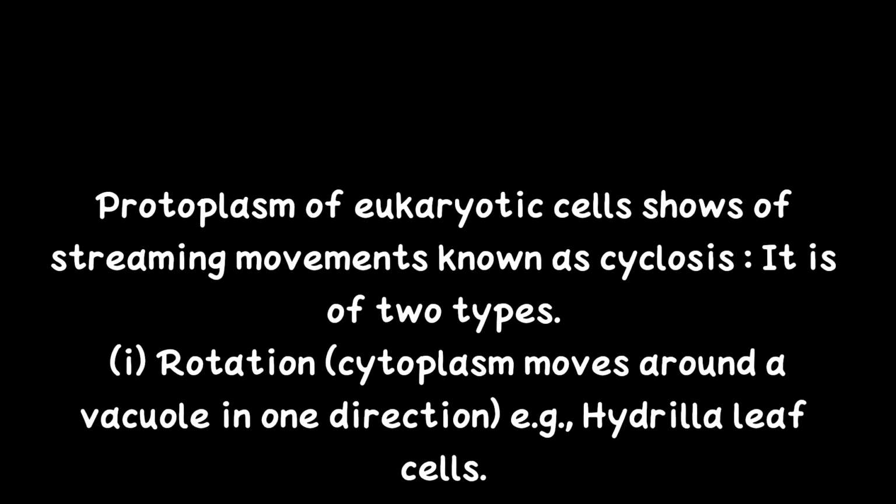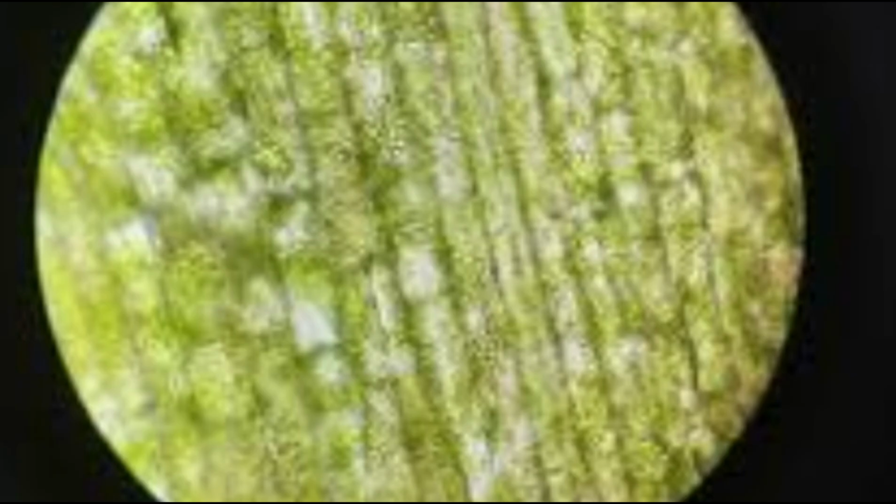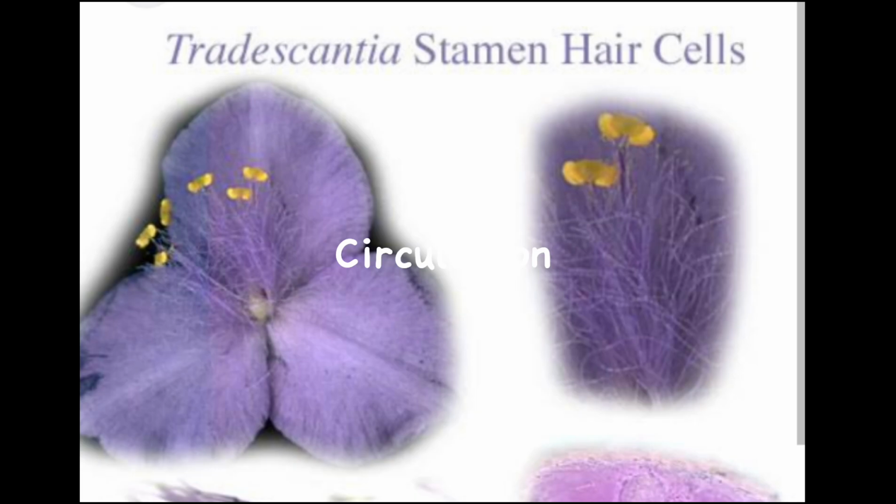Eukaryotic cell protoplasm. The protoplasm of a eukaryotic cell shows a streaming movement known as cyclosis. It consists of two types of movement, that is rotational and circulation. In rotational movement, the cytoplasm moves around a vacuole in one direction, for example in Hydrilla leaf cells. In circulation movement, the cytoplasm moves in different directions around different vacuoles, for example the staminal hair of Tradescantia. These movements are due to the colloidal nature of the cytoplasm and microfilament activity.